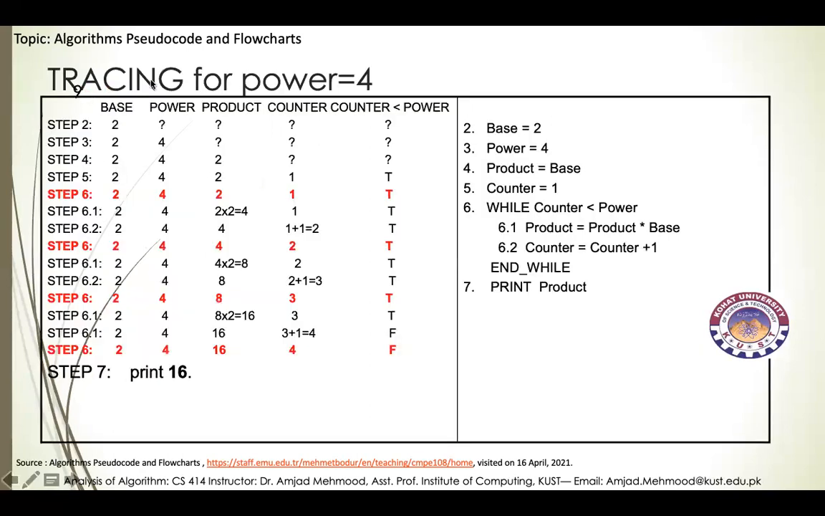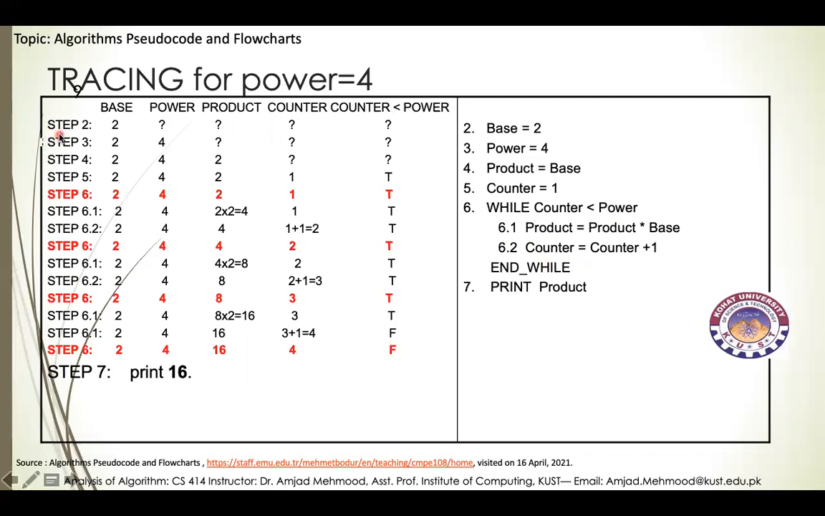Here you can see the tracing of power 4. In this program you have a base, then a product, and at step 4 you assign the base to the product. Then this is the initialization of your counter, and this condition checks whether the counter is less than power. In steps 6.1 and 6.2 you can see the multiplication of your product, and this is the increment for your condition.